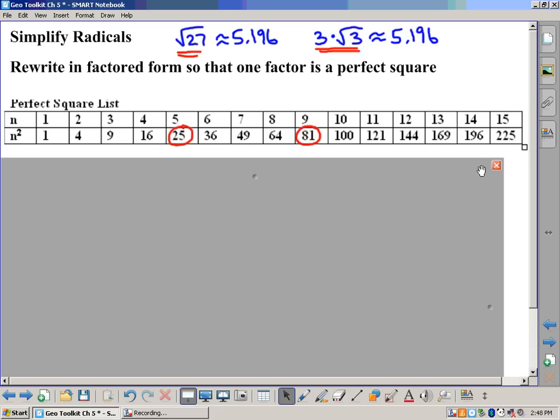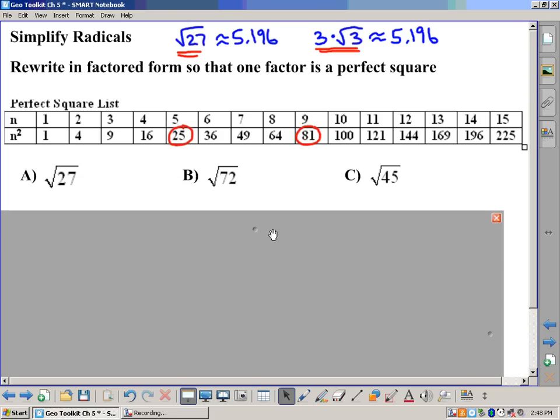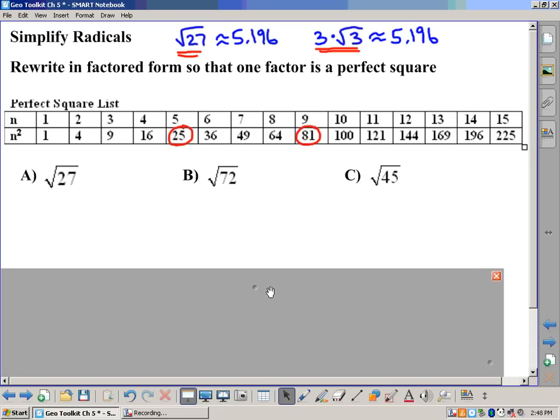Okay, now that you've done pausing it, let's take a look at some of these radicals, and we're going to do what's called simplifying. So a minute ago, we did the square root of 27, and we found the decimal approximate is 5.196. So let's now talk about why square root of 27 and 3 times the square root of 3 are the same answer. What you want to do is look at anything on the n squared line here.